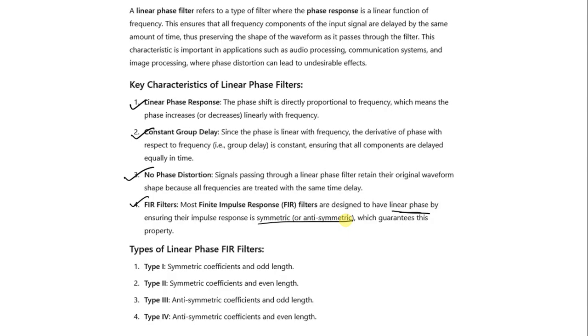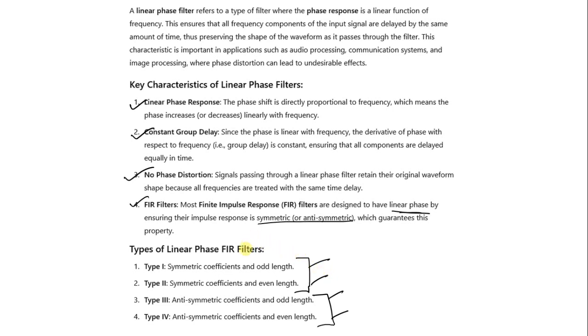Okay. So types of the filters. There can be four types of FIR filter: type 1, type 2, type 3, and type 4. In type 1 and type 2, the coefficients are symmetric. In type 3 and type 4, the coefficients are anti-symmetric in nature. Okay. So what are these? We will be discussing at a later stage.